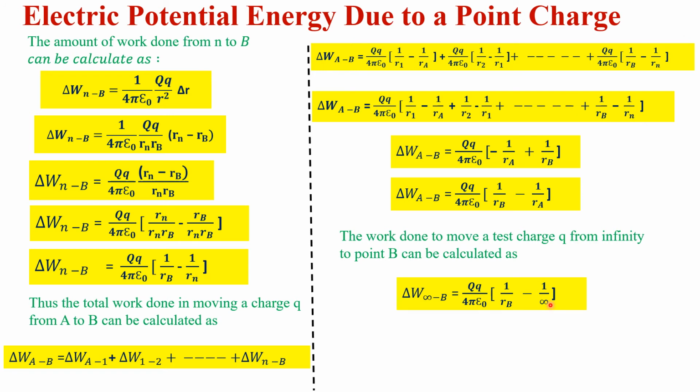As we know that a number divided by infinity is equal to 0, so by putting 1 upon infinity equal to 0, we get the work done delta W from infinity to point B equals Qq divided by 4 pi epsilon naught into 1 upon Rb.